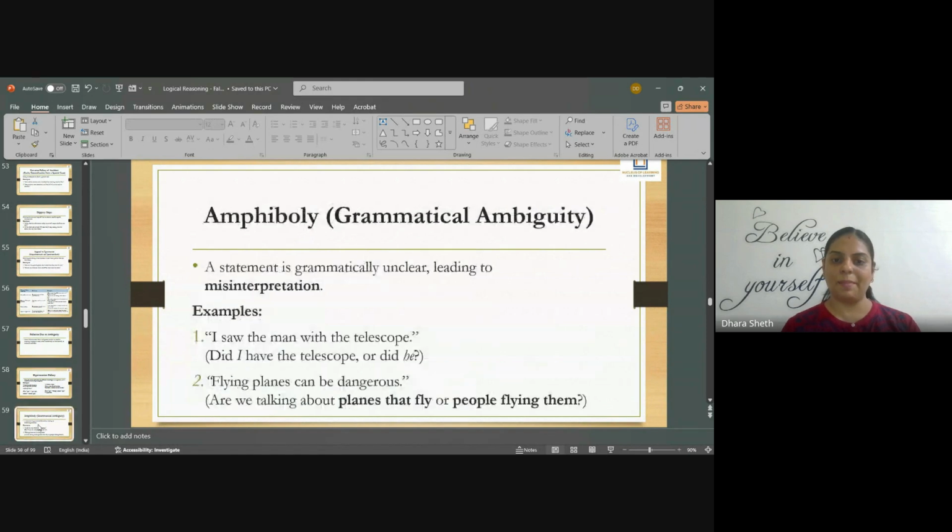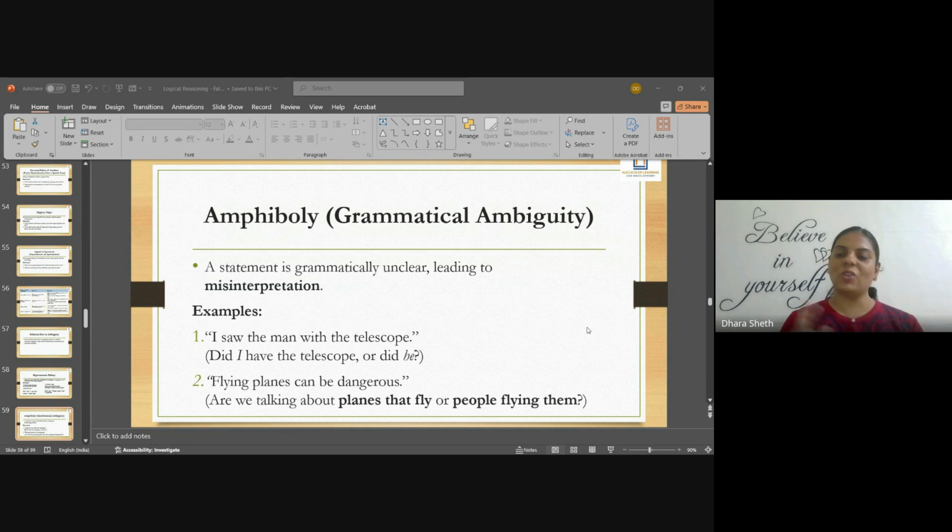Next, amphiboly, it should actually be grammatical ambiguity. Here, the statement is grammatically unclear. I saw the man with the telescope. Now, this statement could have two meanings. With the telescope, I saw the man, or I saw a man who was holding a telescope in his hands.